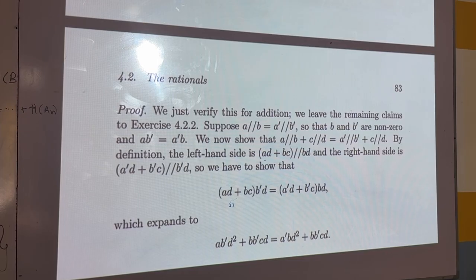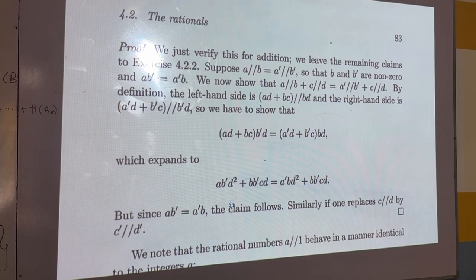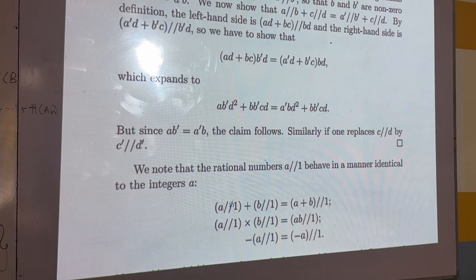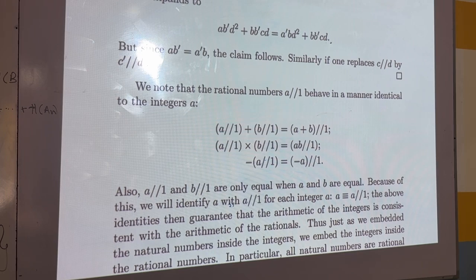So we have to show that these two are the same, which expands: you multiply this side by bd, the other side by b'd, you get this thing. This is again ab' equal to a'b. You can cancel, from cancellation laws or whatever. Now we have done all of them, so the claim follows. Similarly, if one replaces c//d by c'//d', the same thing you have to write, but you should do it once. It is like there are many things you do once in life.